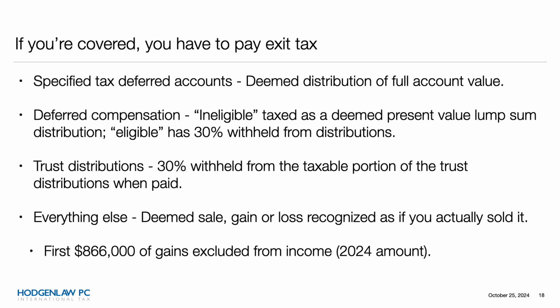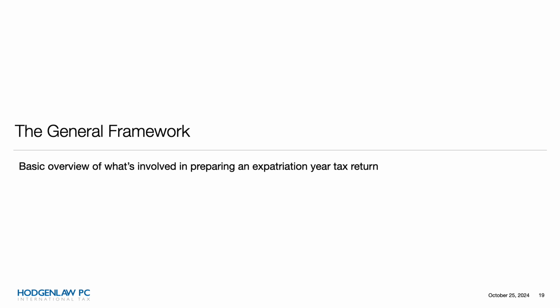For the first $866,000 of gains, those are excluded from income, and that's $866,000 of deemed sale gains, not all your gains for the year. And that's another number that changes every year, indexed for inflation. So that's the general idea of expatriation. Let's take a look at the framework that we're working with for an expatriation year tax return.